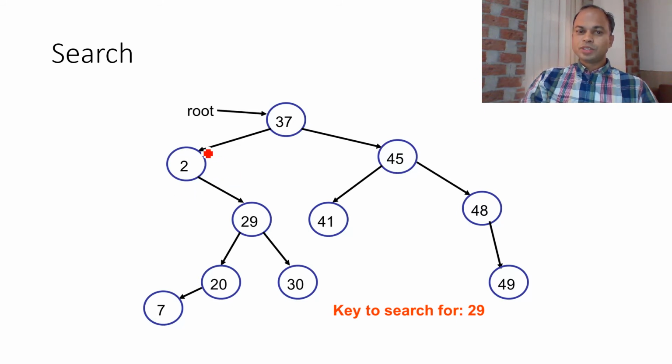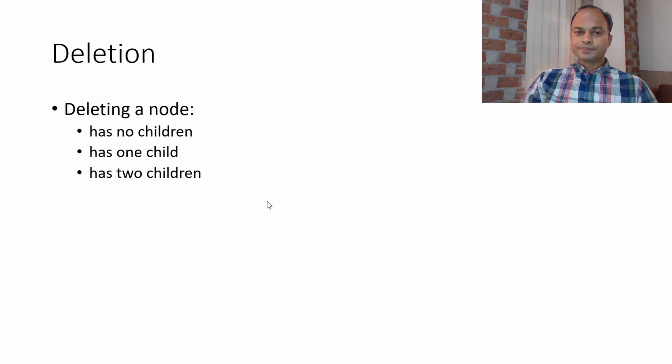After at 2, 29 is compared with the 2 and 29 is greater than 2. We are here. This 29 is matched. In this way, we can perform the search operation. I mean, for the searching, one comparison with the root, second comparison with 2, and third comparison with 29. In 3 comparisons, we have found 29. So this is all about the searching operation.